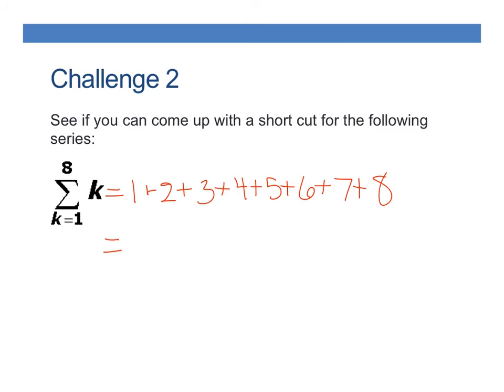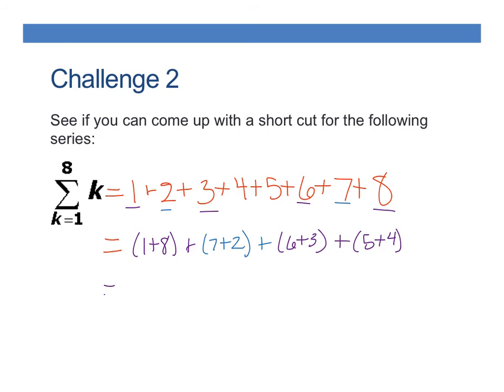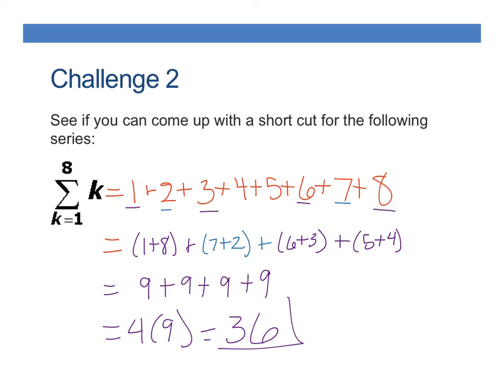Well, you can combine numbers to make this a little bit nicer. So 1 and 8 gets us 9. 7 and 2 gets us 9. Then we have 6 and 3 gets us 9. And then the 5 and 4 also gets us 9. So we end up with 9 plus 9 plus 9 plus 9, or in other words, 4 times 9, which is 36. Now, this might not necessarily be a shortcut. I'll show you the shortcut, though, in a couple slides.